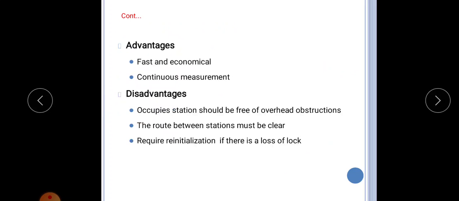And the advantage is it is fast and economical, and continuous measurement is possible using the kinematic method. And disadvantages are it occupies station. The occupied station should be free of overhead obstructions. That is, as I have told, there should not be any overhead obstructions since it is moving, and the route between the stations must be clear. And it requires reinitialization if there is any loss of lock. That is, if it has lost some lock between the satellites, we have to perform the whole process again. Okay, so these are the disadvantages of the kinematic surveying method.